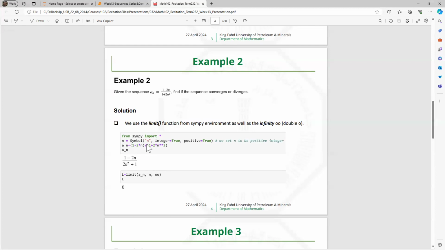We'll define n as a symbol, which is integer and positive. And we'll define a_n as 1 minus 2 times n, all divided by 1 plus 2n squared. We'll display the value of a_n, of course, the expression of n. And we'll define L as the limit of a_n when n goes to infinity. So this is how the command limit works. And we'll finally display L. And you see that this limit goes to 0.